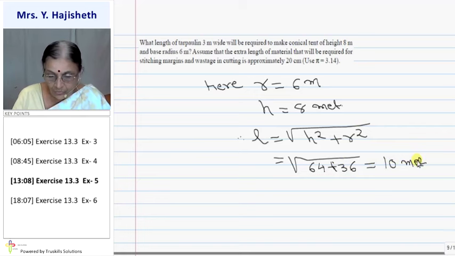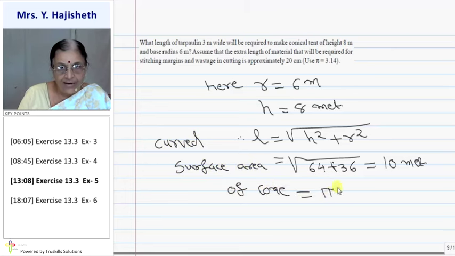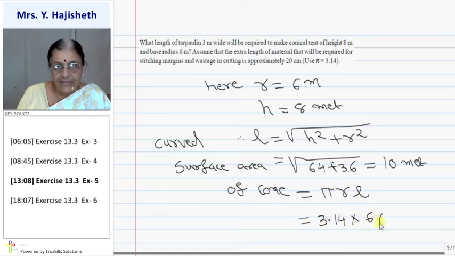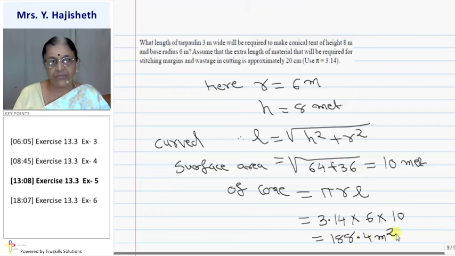Now curved surface area of the cone. Because for making a tent, the total cloth required is equal to the curved surface area of the cone. Curved surface area of the cone is pi r l. So it is 3.14 into r is 6 and l is 10. So it is 31.4 into 6, which is 188.4 meters square. This much cloth is required.